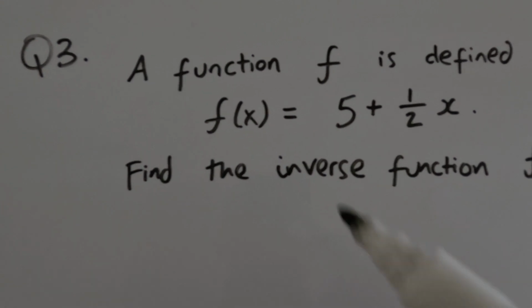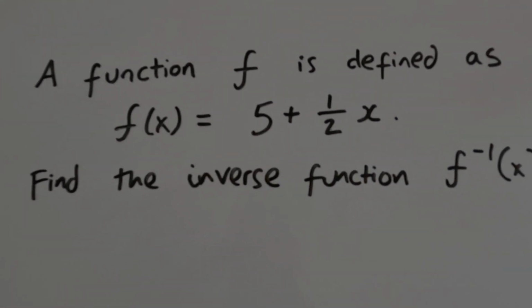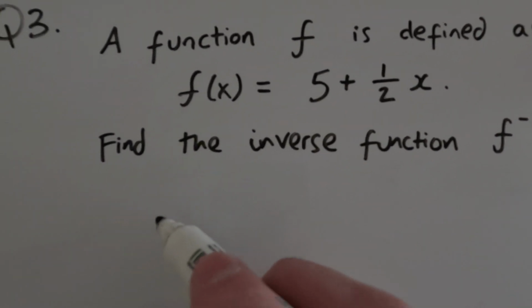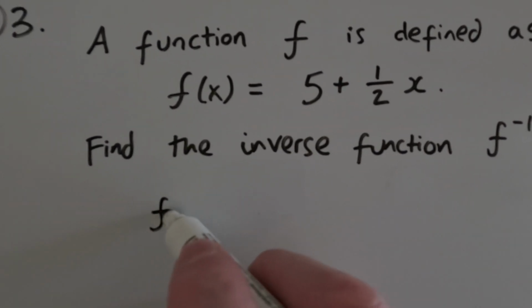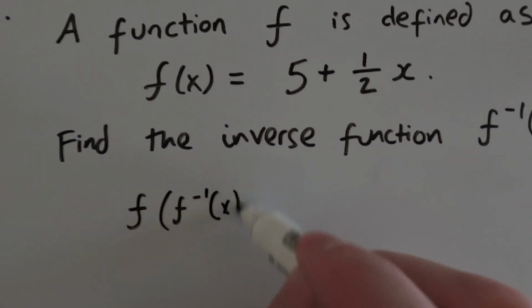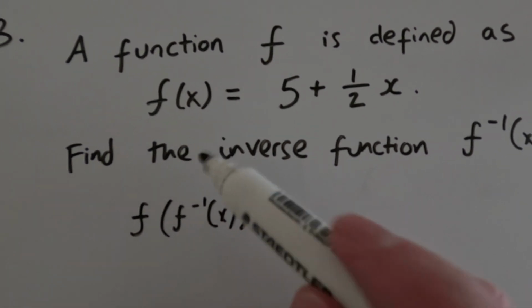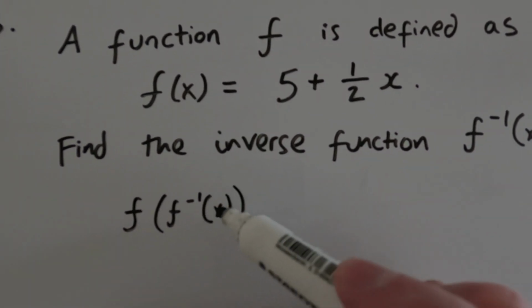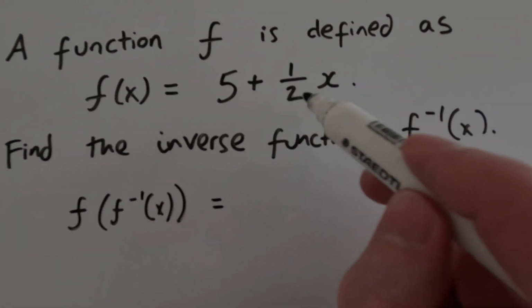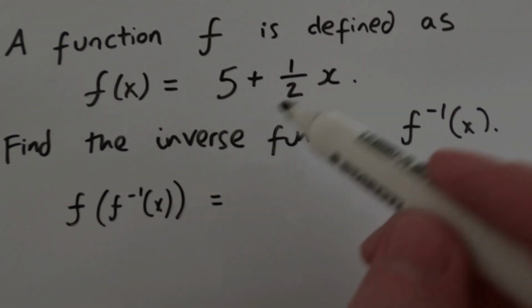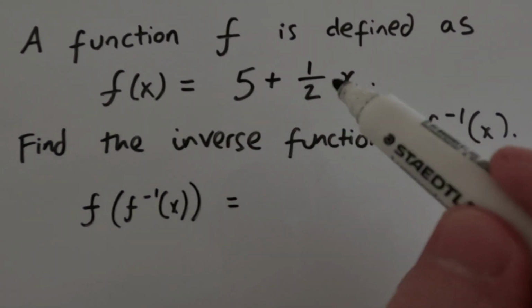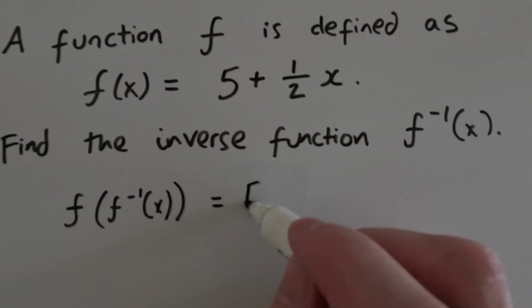So this is our function here, f of x equals 5 plus a half of x. Find the inverse function f minus 1 of x. What I'm going to do is take f of f minus 1 of x. Basically we're replacing x with f minus 1 of x. So what's that equal to? Well, that's just 5 plus a half f minus 1 of x. You're plugging f minus 1 of x into here, and then you have to plug it into here, obviously.